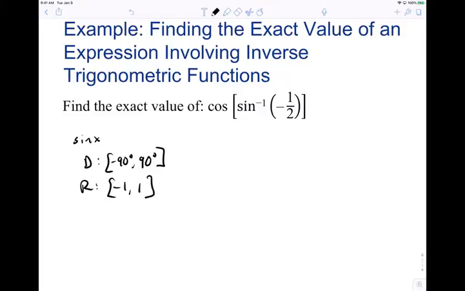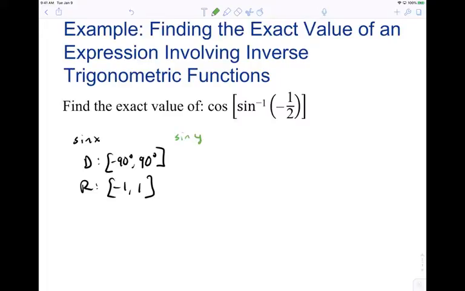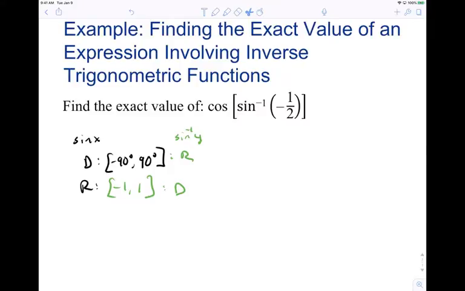And then tell me about inverse sine of y. This is our range, and this is our domain. So if we look at inverse sine of negative 1/2, is negative 1/2 inside the domain of inverse sine? What's the domain of inverse sine? Negative 1 to 1. Is negative 1/2 between negative 1 and 1? Yeah, so this should be good. Is there a sine of an angle that gives us a 1/2?